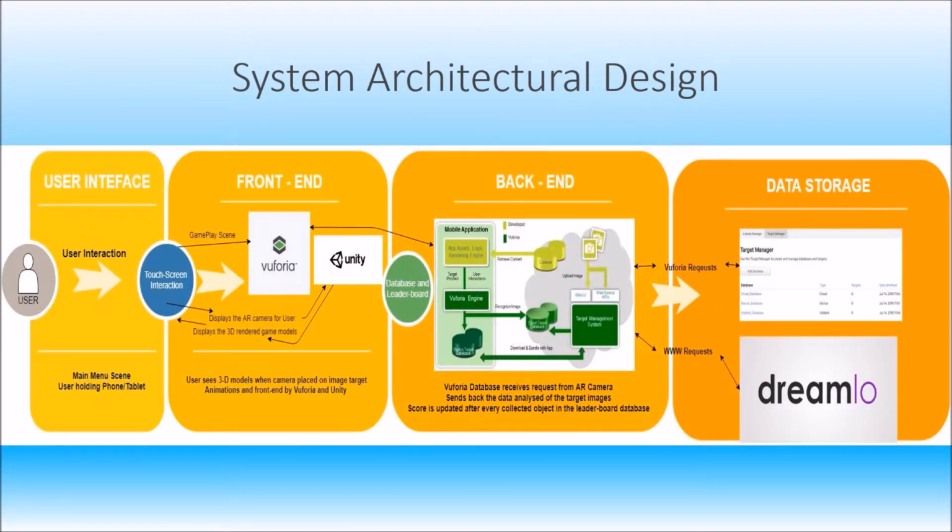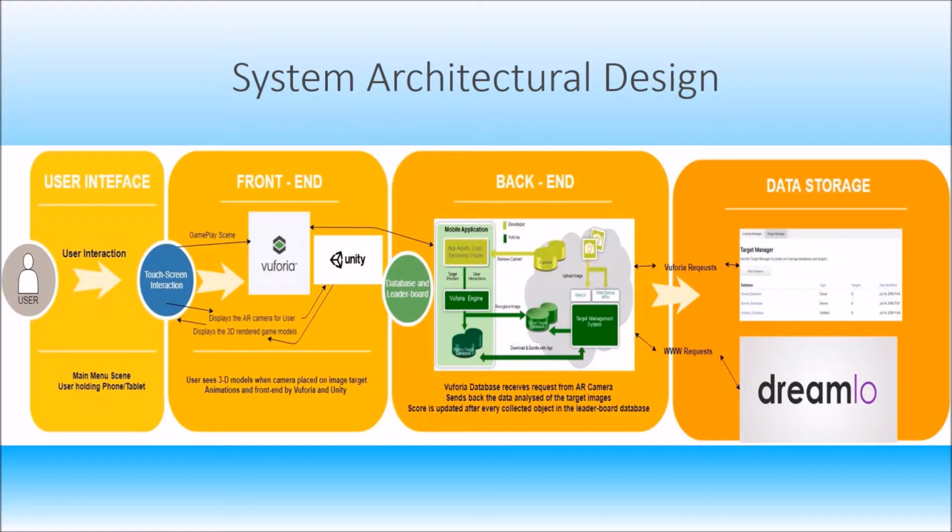So this is a diagram of the system architecture design, and as you can see, initially the user interacts with the main user interface through touchscreen interaction, and the next scene of the game begins. The front end of the scene is managed by Unity, and the AR camera game object starts the back camera of the device automatically. This prepares the game for receiving image data and displaying the appropriate game objects when a known target image appears.